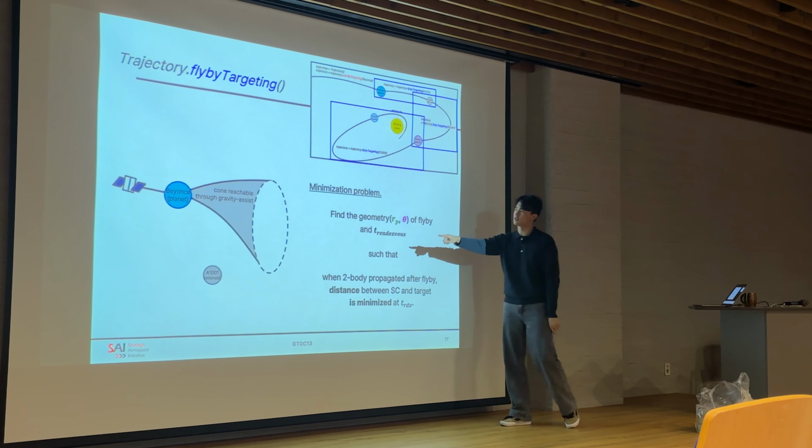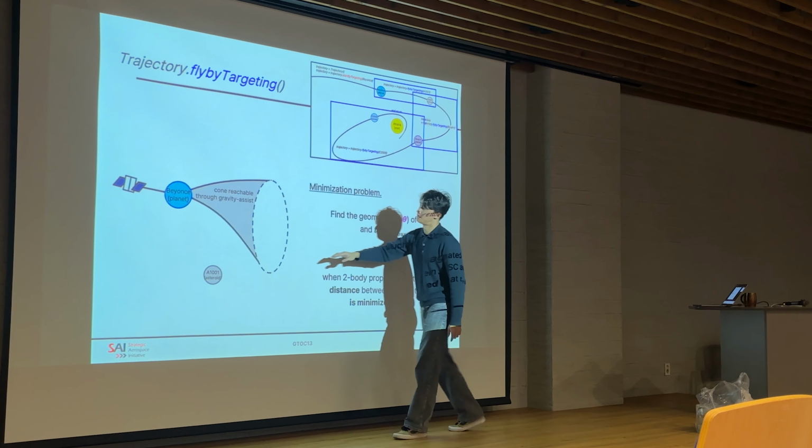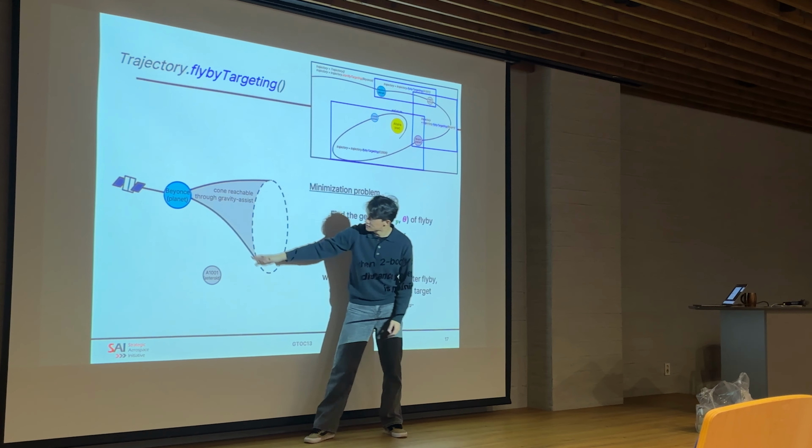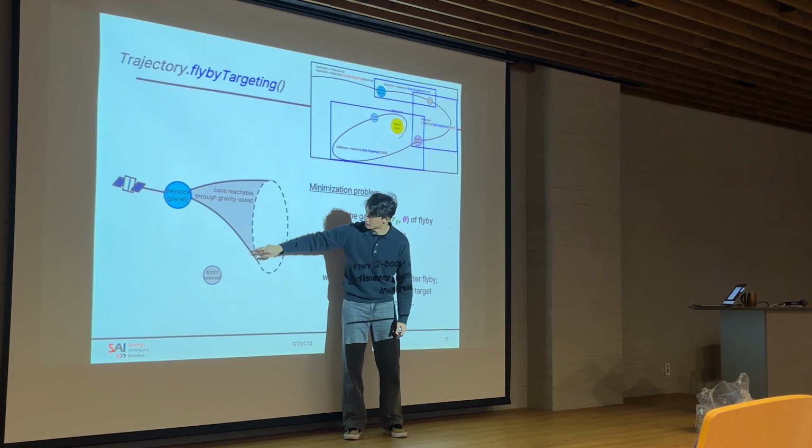If you look at this example, the solution might be rp and theta that make the spacecraft go into this arc, and the time of rendezvous would be somewhere over here.